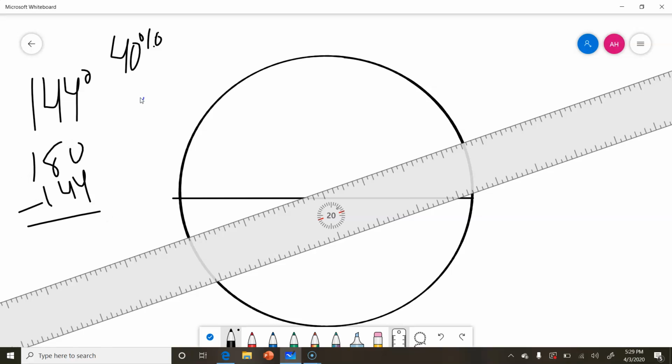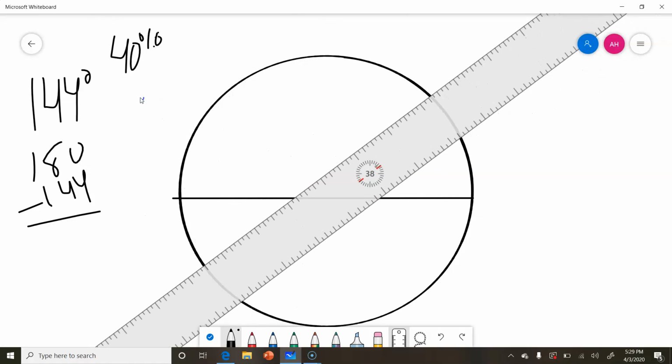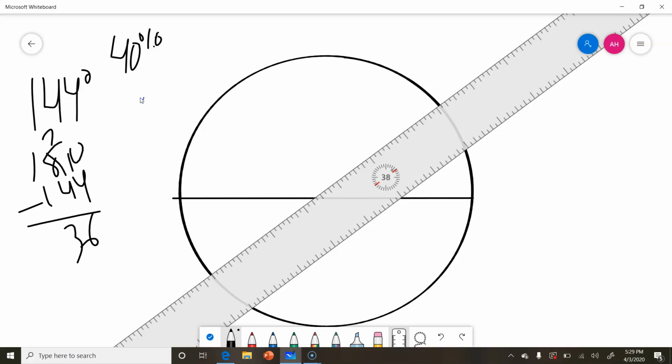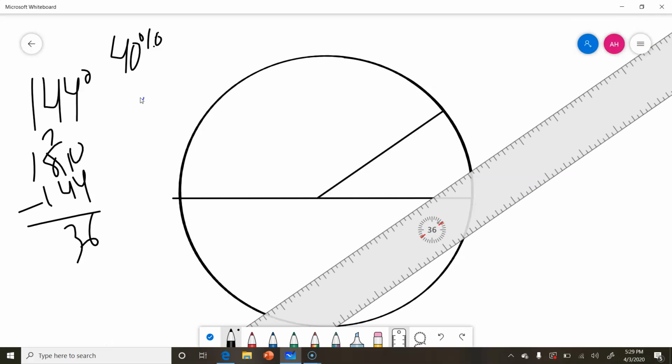You don't have to do this. With your protractor, you can just go from 0 and go all the way to 144, but I can't because of how mine is. So I get 36. I've got to go up to 36 degrees right there, and I draw my line, and so now I know that this right here is 40%, which in this case was the 6th grade. Okay, that's the 6th graders.